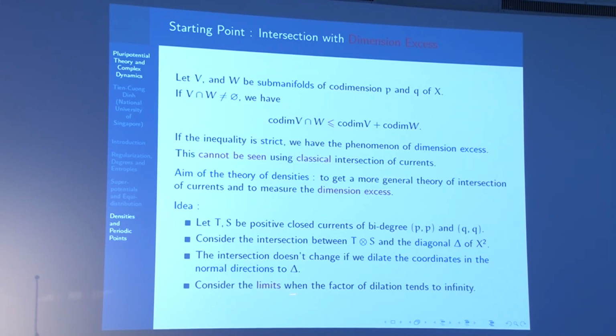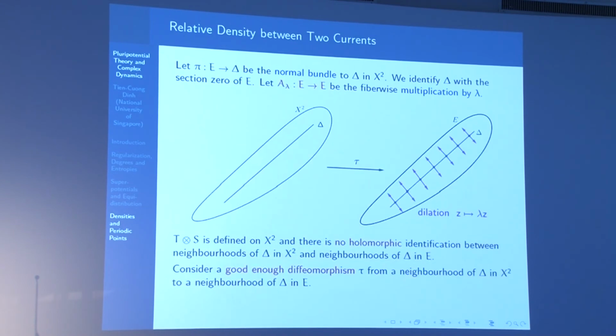And then you can consider the limit of what you can see here. You can take the limit when the factor of dilation goes to infinity. So this is the idea, which is very simple. However, technically it's very complicated. First, we don't know how to dilate the coordinates in the normal direction. We can do that in this space. So E is the normal bundle of delta in X squared. Here we can dilate the coordinates. We have coordinates and you can dilate them. But here you don't have a structure.